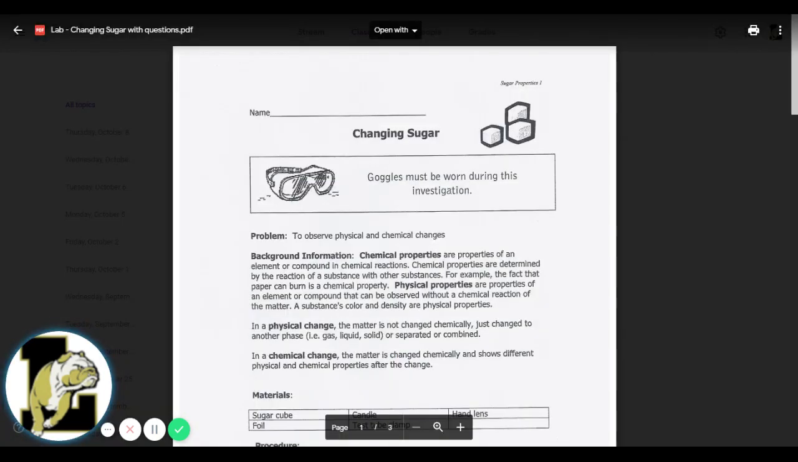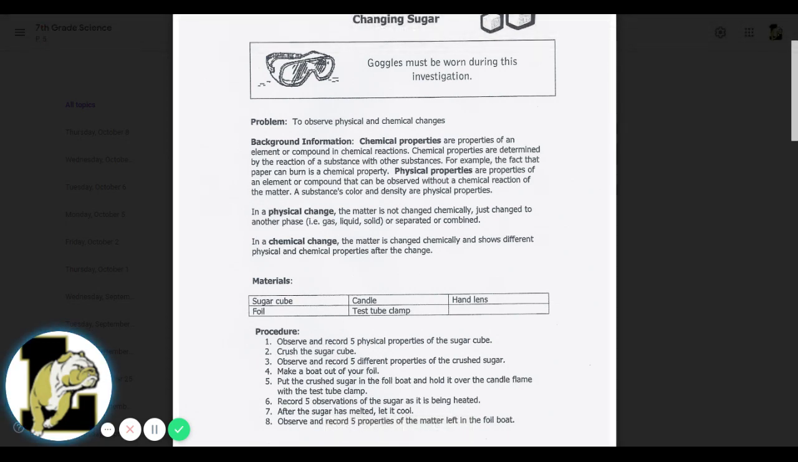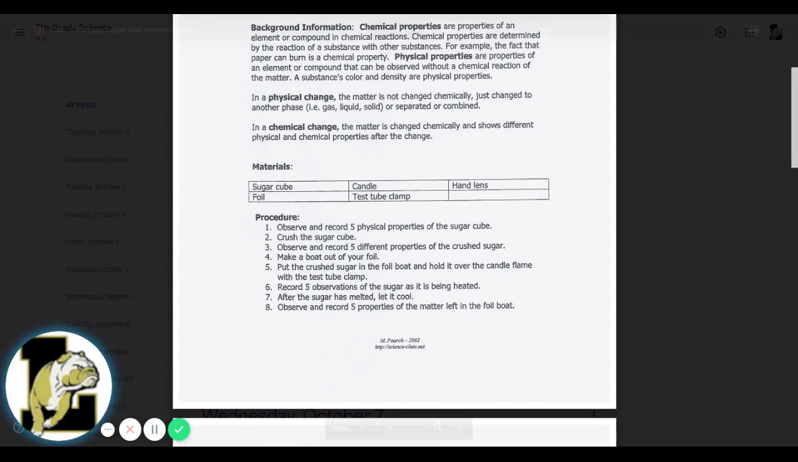Today, we are going to be completing a lab in class. What I'm going to have you do, you may not have sugar cubes. That's okay. In your kitchen, find some sugar. Okay? Find some tin foil and find a candle. Okay? You're going to have to be very careful here. And you're going to go through this procedure.